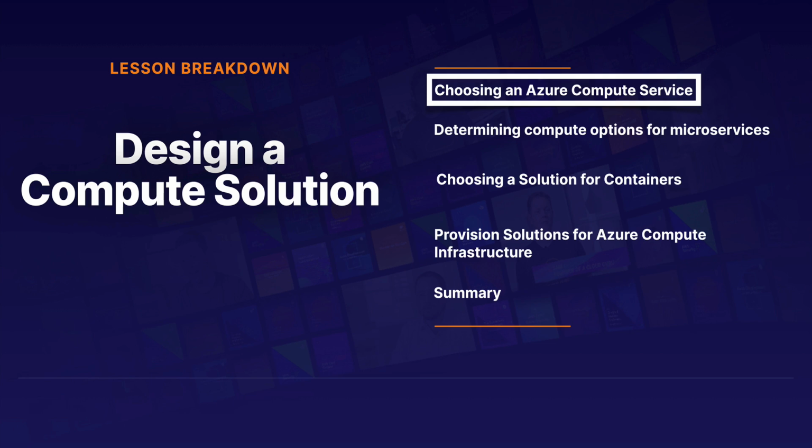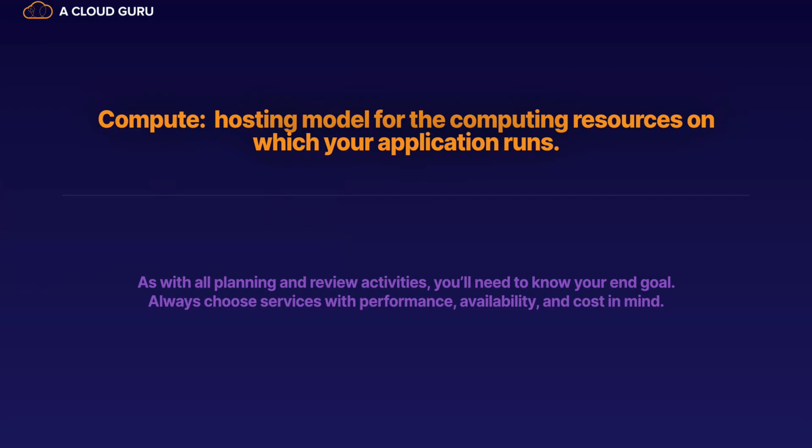All right, to start with, we're going to talk about choosing an Azure Compute service. Now, there are several of these available, and basically, you're going to want to choose a hosting model for the resources on which your applications are going to run. So depending on what your app does or what the goal is, will determine what sort of compute service you end up using. And as with all planning and review activities, you need to know your end goal. If you don't know where you're going, then it's going to be difficult to choose how to get there.